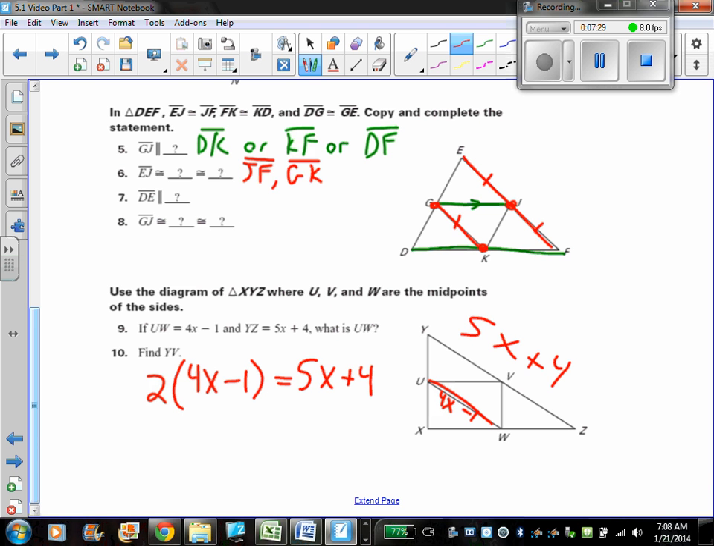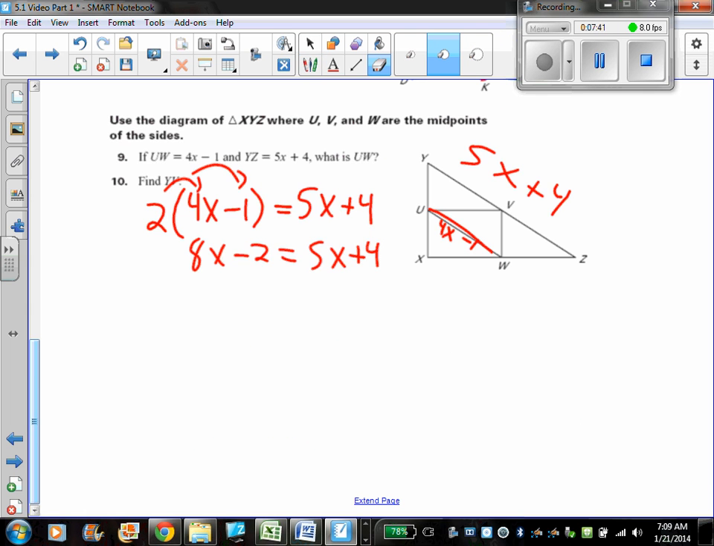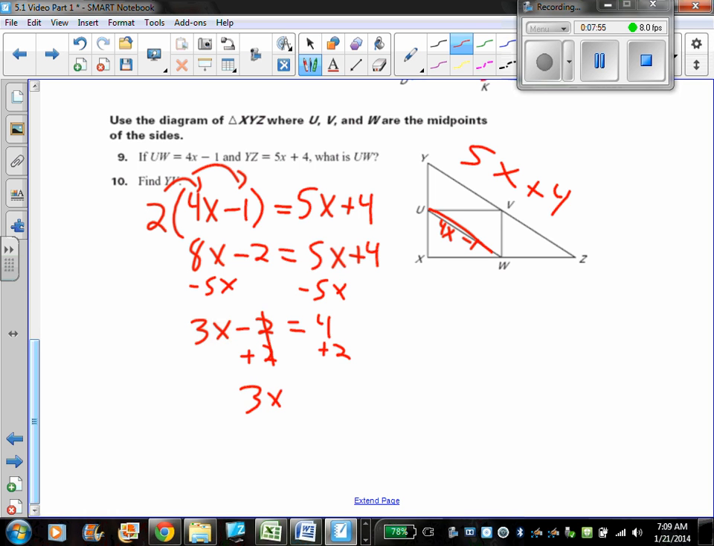So, solving this, first thing we'd want to do is distribute the 2, giving us 8x minus 2 equals 5x plus 4. Then we're just going to do a little bit of algebra, subtract 5x from both sides to give us 3x minus 2 equals 4. Add 2 to both sides to get rid of the 2 over there. Gives us 3x equals 6. And divide both sides by 3, giving us x equals 2.